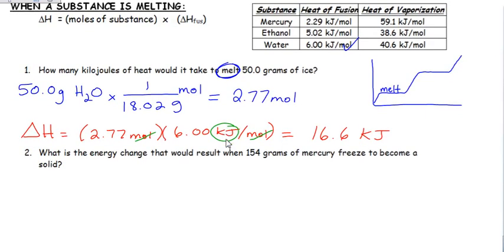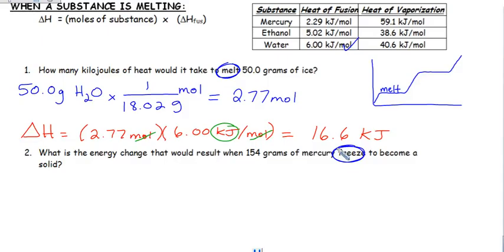Now look at number 2. This one's kind of interesting. What is the energy change that would result when 154 grams of mercury freeze to become a solid? I guess you could freeze mercury. It's a liquid. So again, I don't see any temperatures. There is no degrees Celsius. But instead I see a phase change: freeze. Now the problem is there is no such thing as heat of freezing.